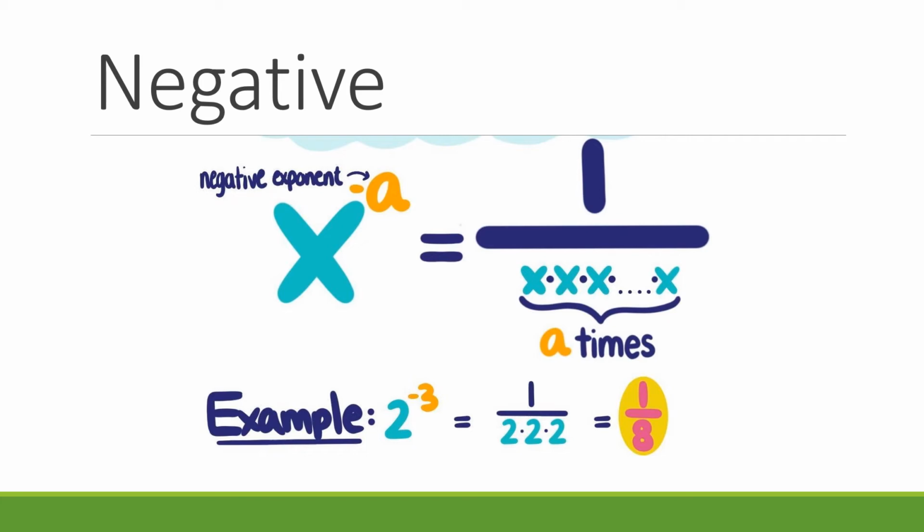If I have a base like x that's to the negative a, all right, it still means I've got x multiplied by itself a amount of times, but the negative actually kicks it to the bottom, right? This is in the numerator, and now it's in the denominator. So let's apply it to numbers here. That example's written there for you. If I have 2 to the negative 3, I know that's an 8, but the 8 gets kicked to the bottom.